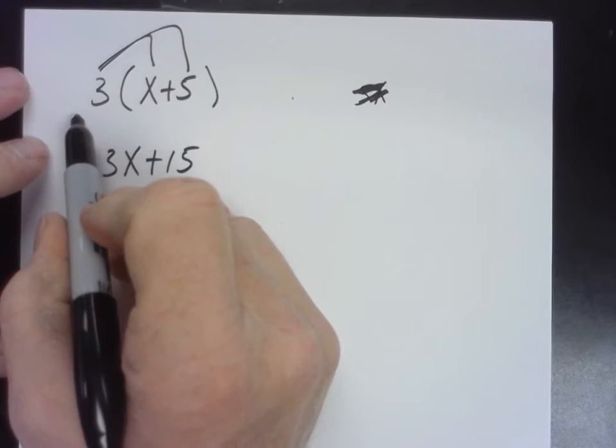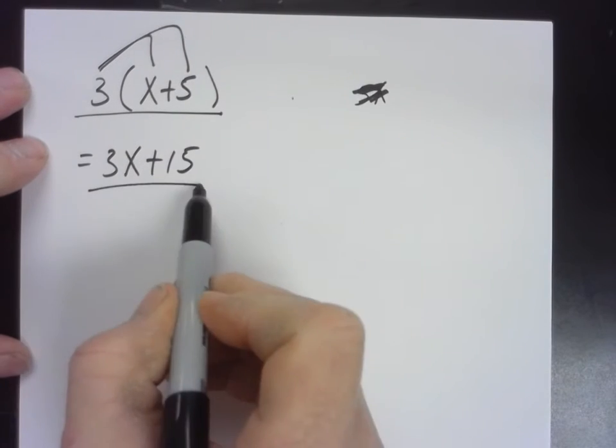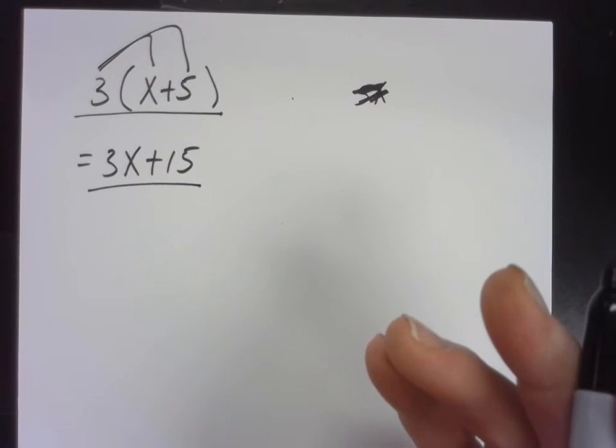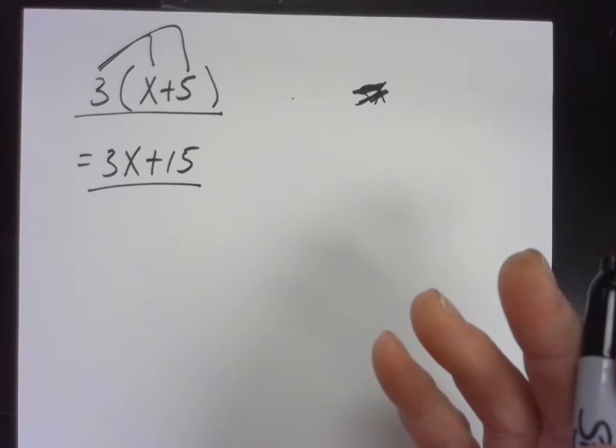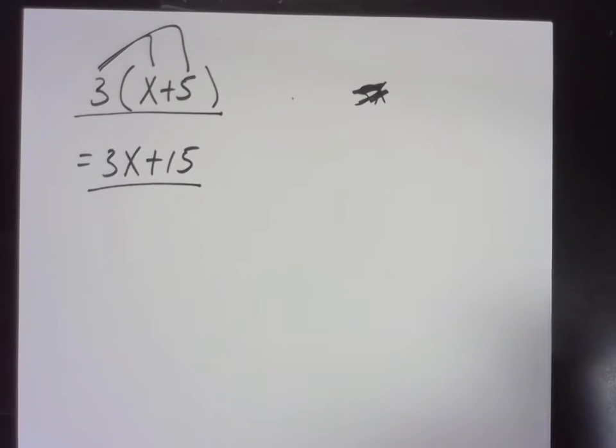But is it really any better now? I mean, 3x plus 15 is still just 3x plus 15. It's basically the same thing. What's the purpose? Why would we want to do it?